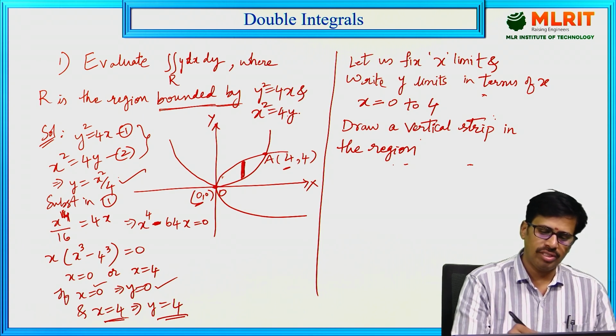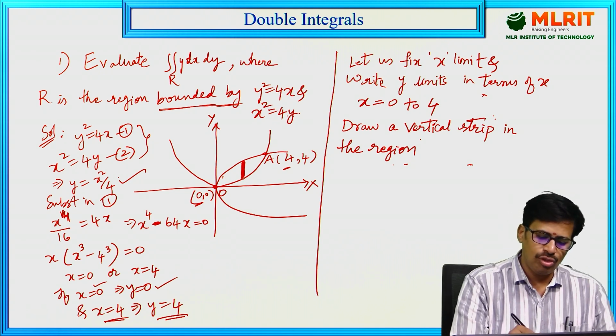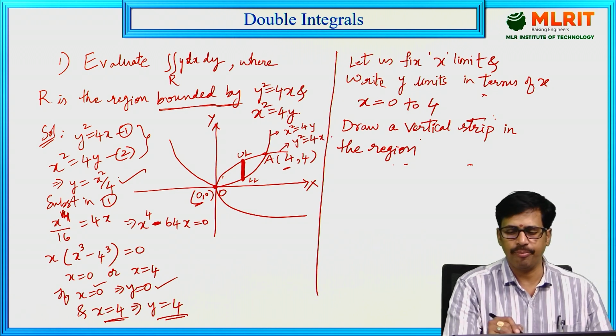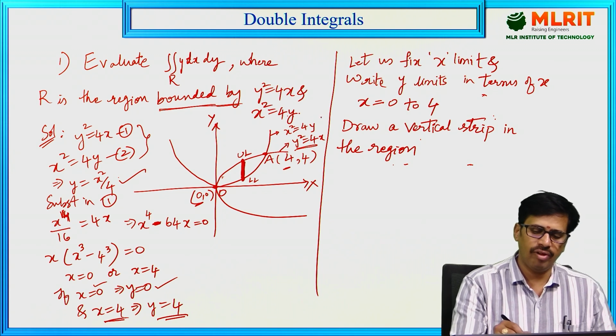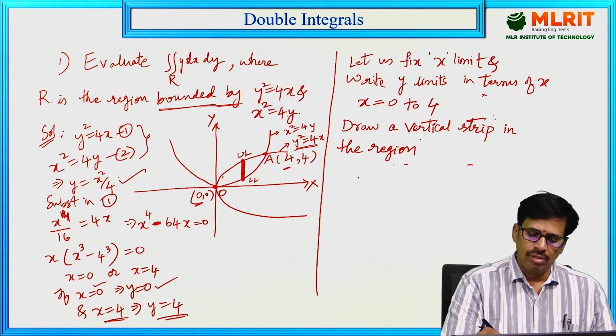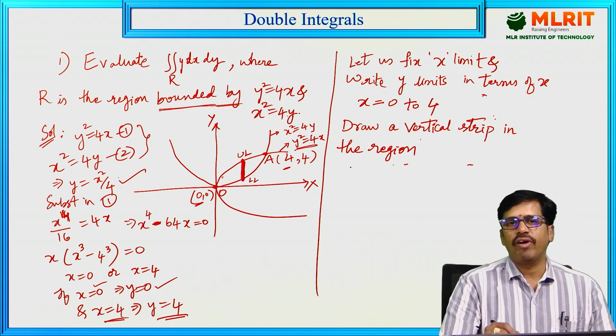Now imagine that you are standing here. This is your foot, this is the lower limit, and this is your head touching another curve, which is the upper limit. So what is this curve and what is this curve? This curve is x square equal to 4y and this curve is y square equal to 4x, right? We can see the upper limit touches the curve y square equal to 4x. So obviously the other curve touching is x square equal to 4y. So from these two equations, write down y in terms of x.